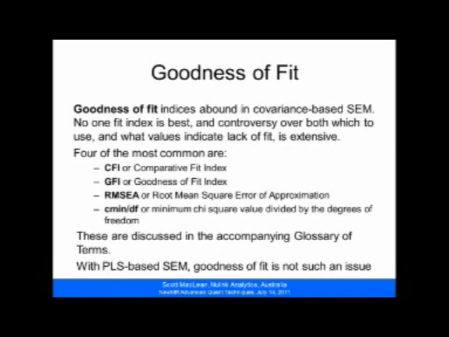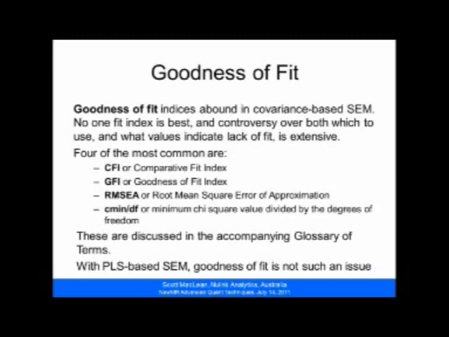And it can be quite confusing and often controversial over which measure is the best one, or which are the better ones. I would tend to use the four shown here: comparative fit index, goodness of fit index, the root mean square error of approximation, and a chi-square value divided by the degrees of freedom. Now, in the handouts, or the copy of this presentation you'll receive later, there's quite a detailed glossary of terms which explains what each of these things are.